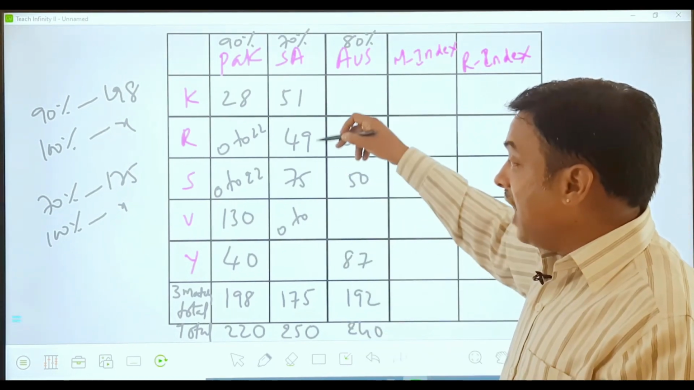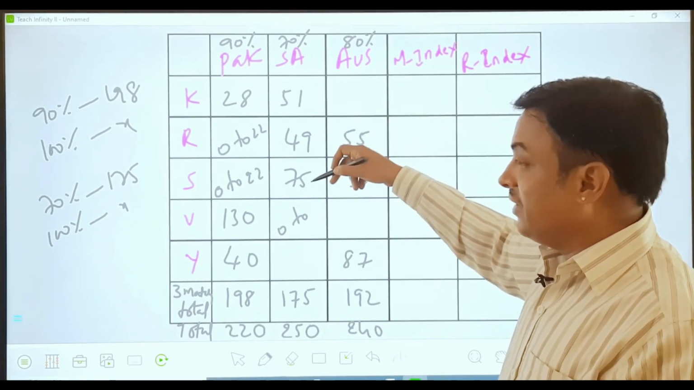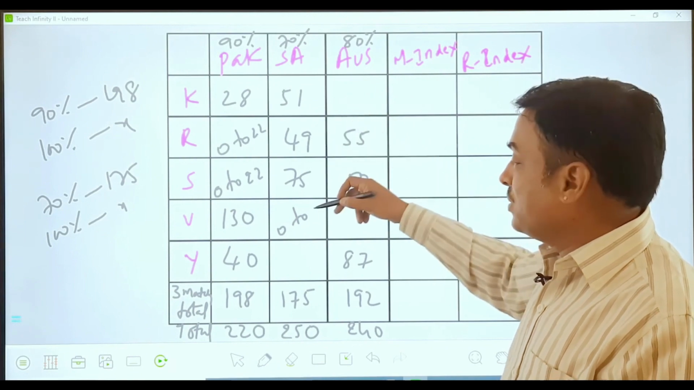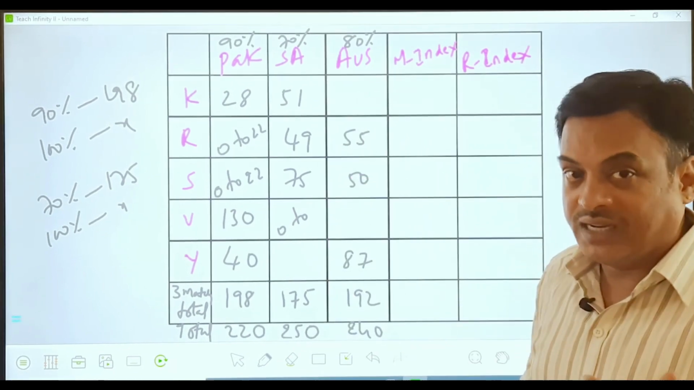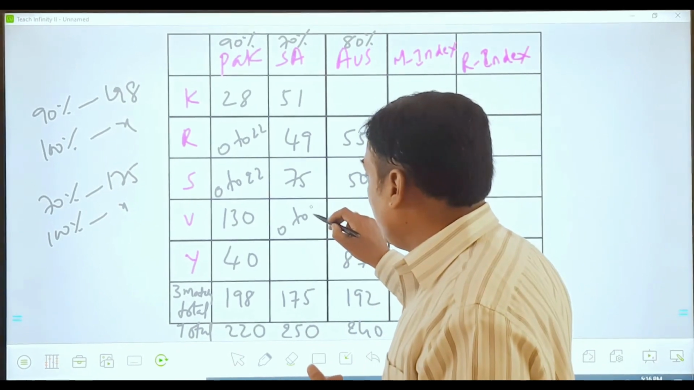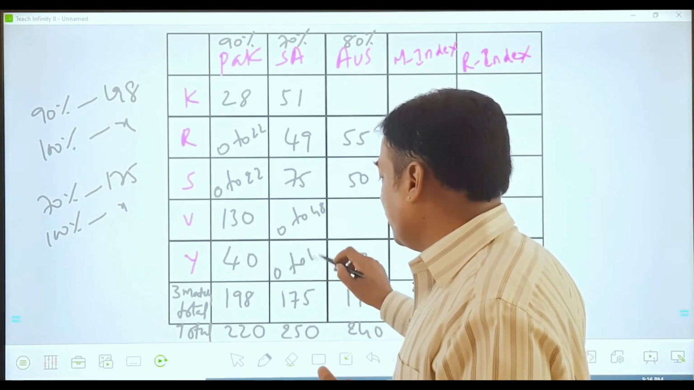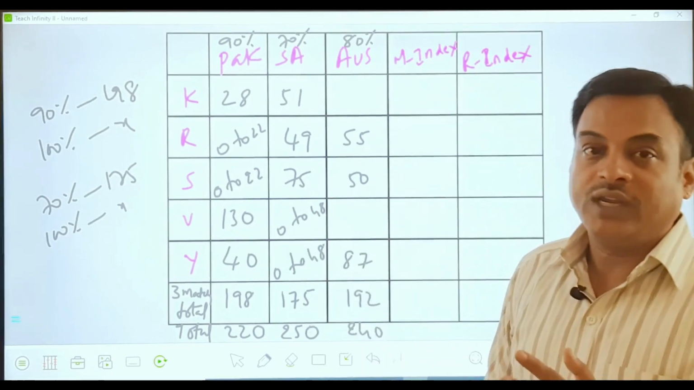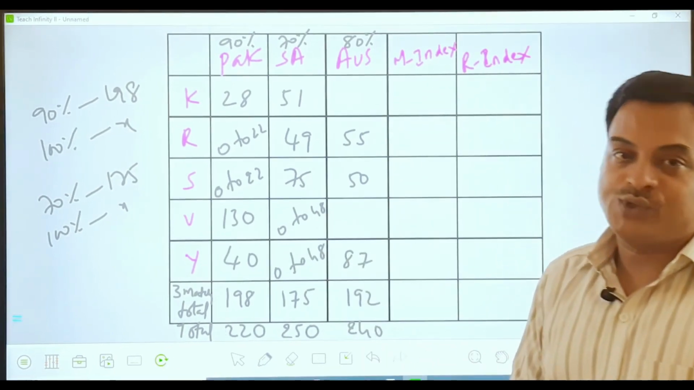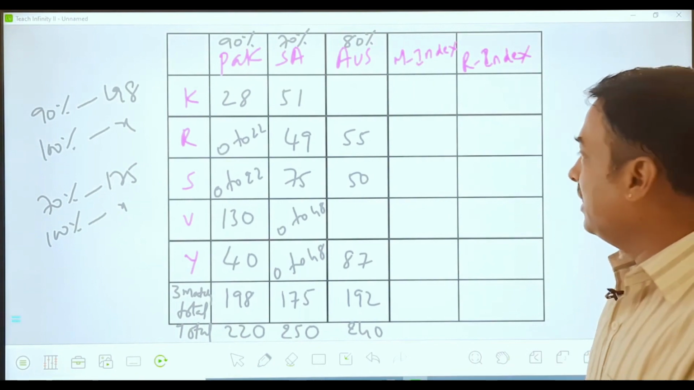Top 3 numbers are 51, 49, 75. Least of them is 49. So the other 2 have to make less than 49. So here 0 to 48, I can say here 0 to 48. So he has no chance of going for 49 or above 49 for sure. So that is what we need to remember in this case.